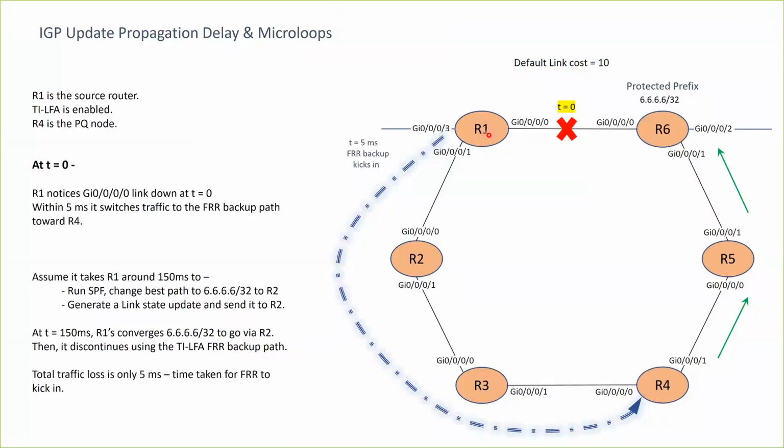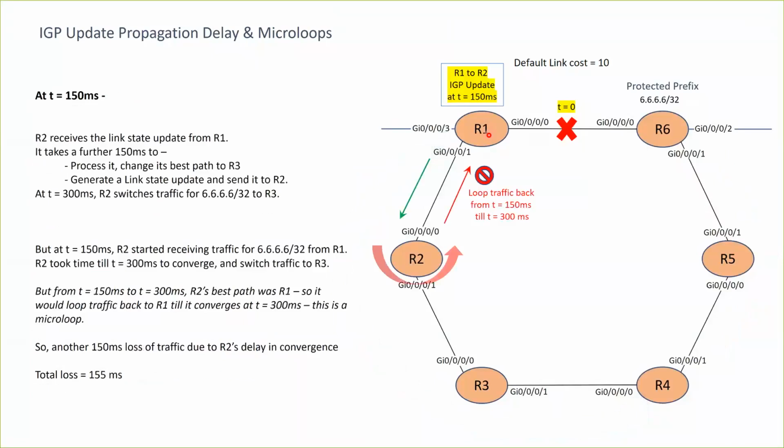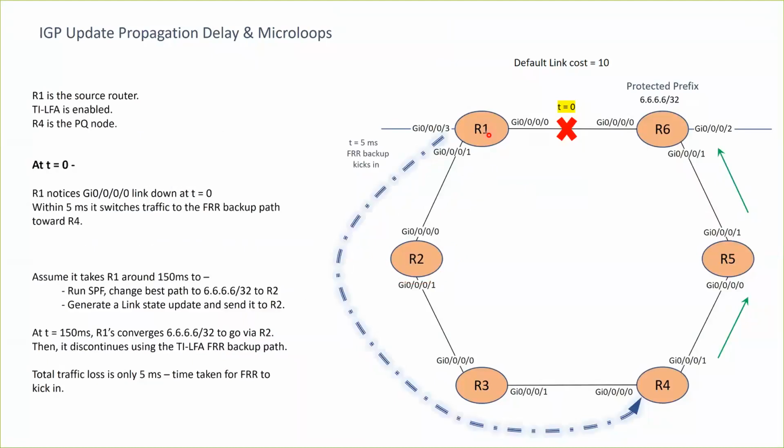But has R2 converged at that time? R1 converged within 150 milliseconds, and say at 150 milliseconds, R1 generated the LSA to send to R2. R1 has to generate the LSA or LSP update, right? That packet has to reach R2, R2 has to receive it, R2 has to process it, then generate an update for R3 or flood that update to R3. Say R2 takes another 150 milliseconds to do that. But here it's a PQ node, right? It's a targeted LDP session, right? R1 will continue to use PQ as long as R1 has not converged to a new best path.